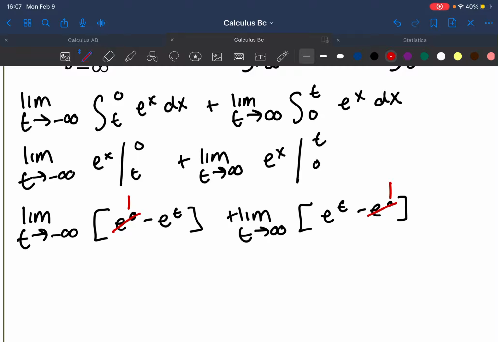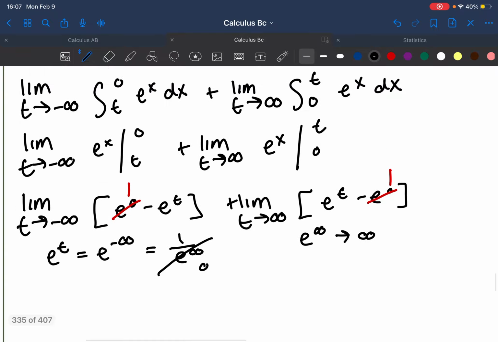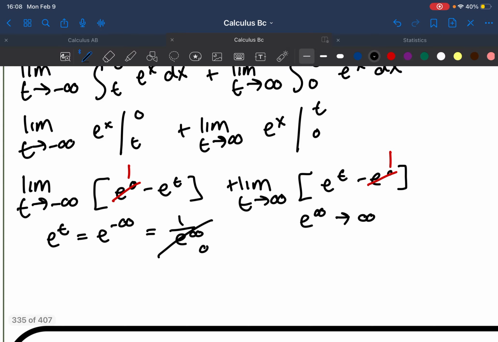And then for each of these e to the t values, let's say we substitute infinity or negative infinity in. If we have e to the negative infinity, this is technically 1 over e to the infinity, which is going to approach 0. And over here, this is e to the infinity, which we know is going to approach infinity. So really, we have 0 plus infinity, which is infinity, so the limit doesn't exist, and this is going to diverge.